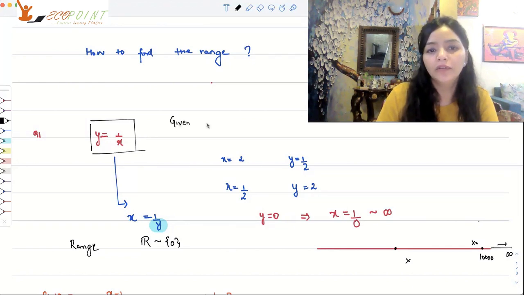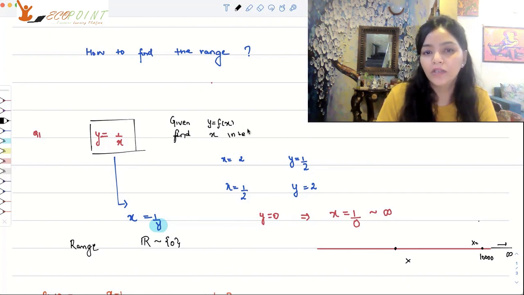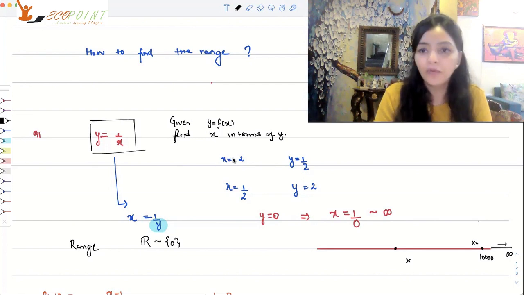You are given a function y equals to f(x). That is, you have y in terms of x. Find x in terms of y and then deduce if you have a problem with any y value, which should not be there in the range because you are getting a contradiction in terms of x, like what is happening here. For y to be equal to 0, x needs to be equal to infinity, but a number cannot be equal to infinity. It can approach infinity.